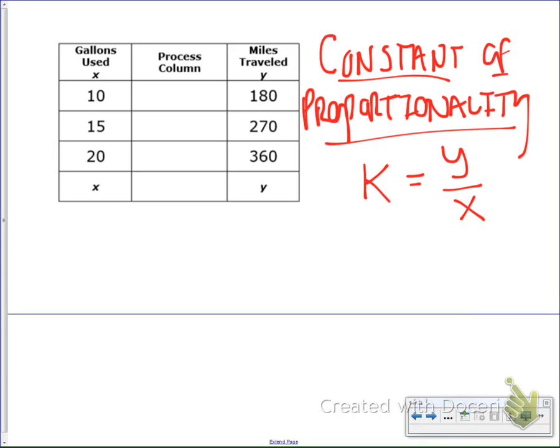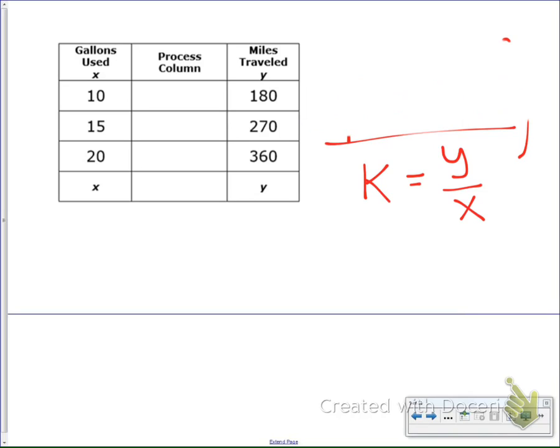Okay, now the trick is, in order for a relationship to be proportional, the constant of proportionality has to be the exact same for the entire table. So as soon as you see a row where it's different, the relationship is automatically non-proportional. So what I'm going to do is give us some examples.